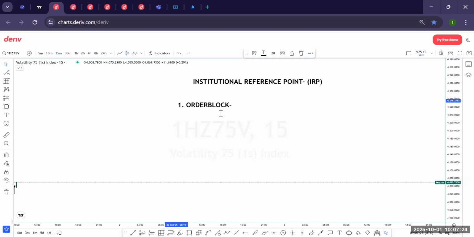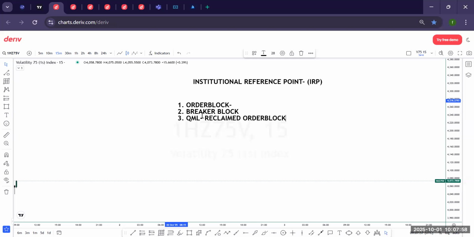Then the second thing is going to be the breaker block. And the third thing here is the QML, which is the reclaimed order block.